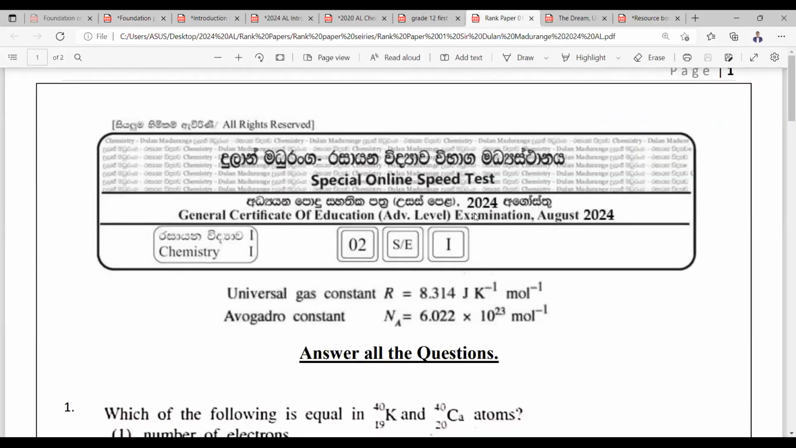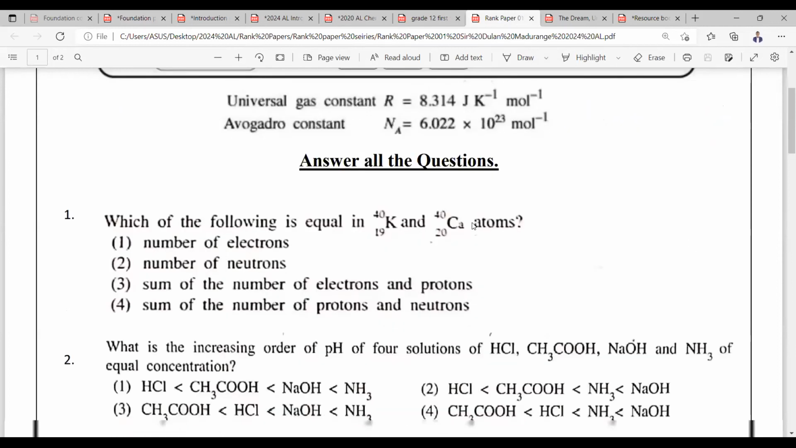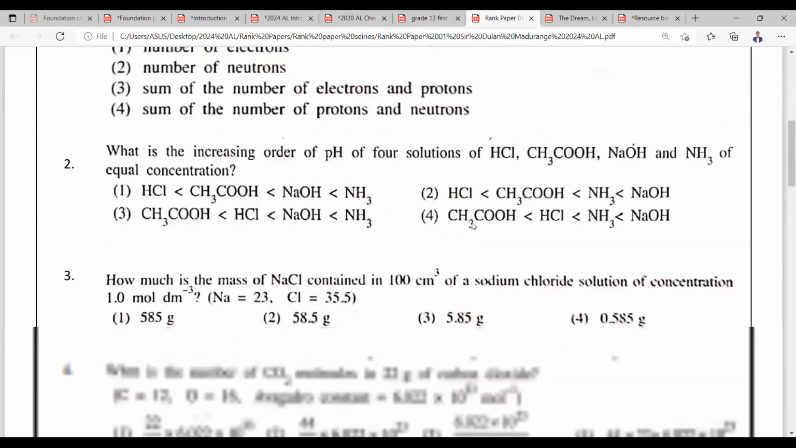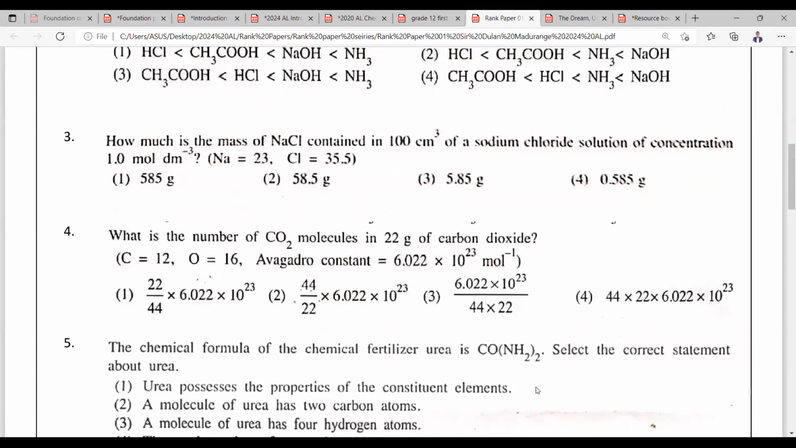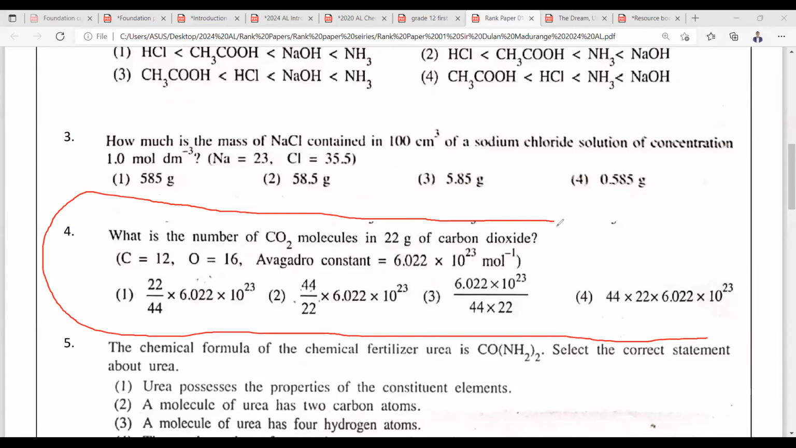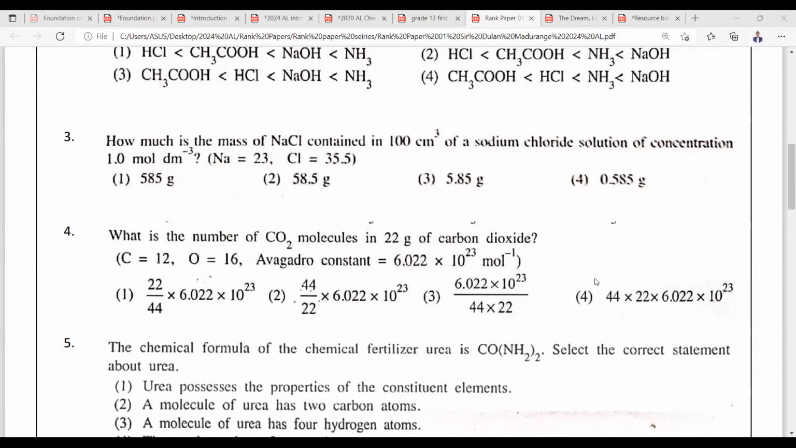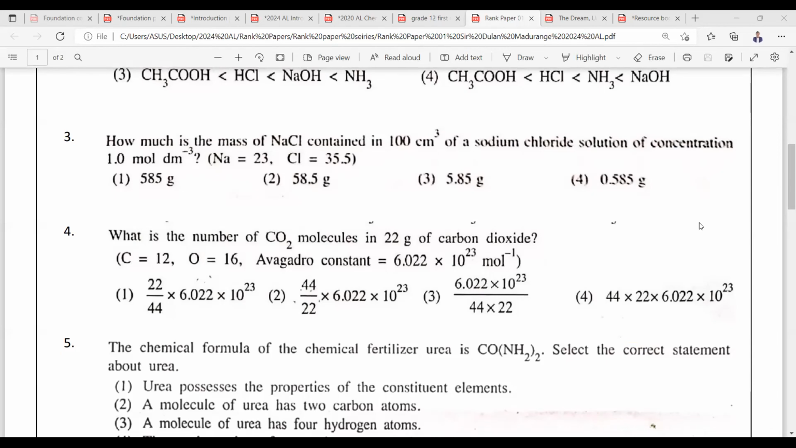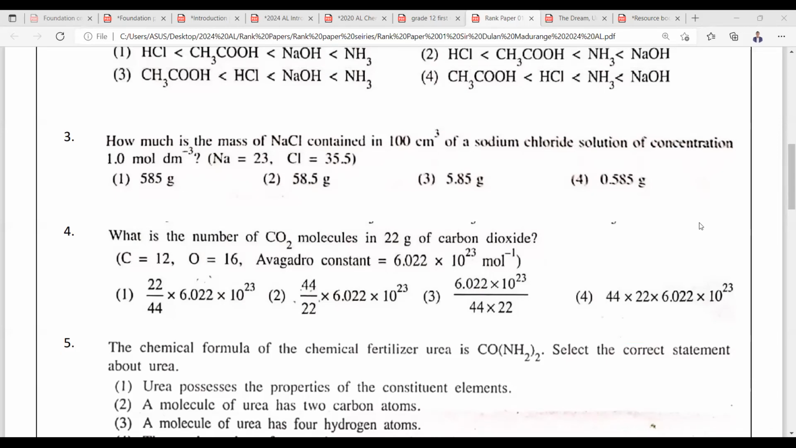So this is your rank paper. I would like to discuss question number 4 here. I think you have already done it, and this is a very familiar question to you because this is your 2021 O-level question. Can you remember it?